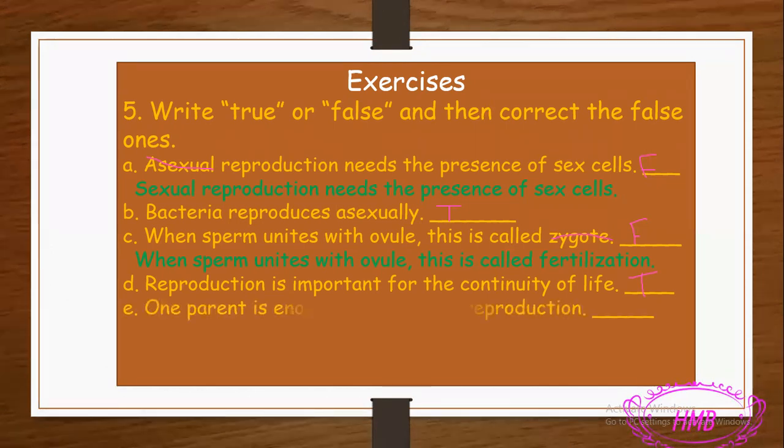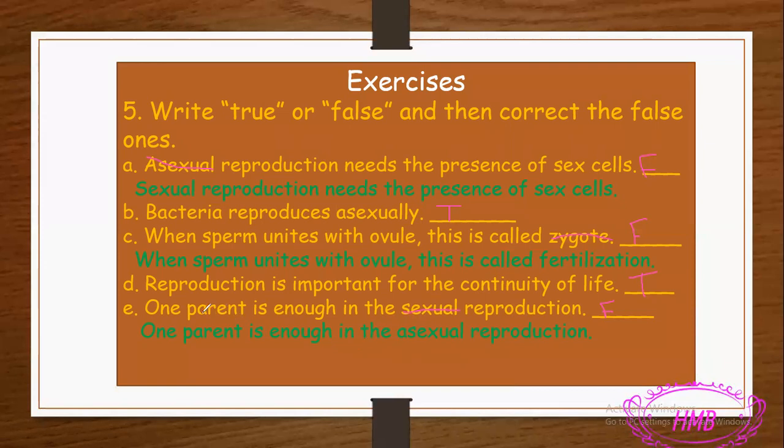Let's continue. One parent is enough in the sexual reproduction. For sexual reproduction to happen, only one parent is enough. It's wrong. Its name is sexual, meaning sex cell, meaning sex gender, so I must have male and female. So in this case, you will correct it as one parent is enough in the asexual, not the sexual. The mistake here is sexual. It must be asexual.